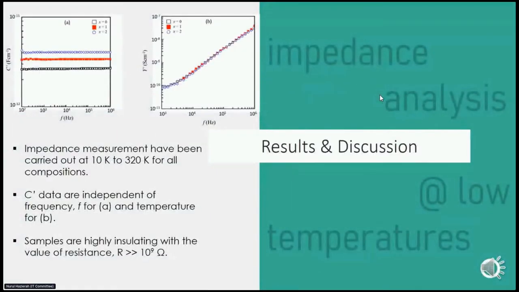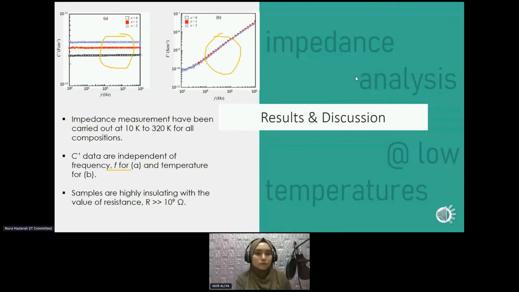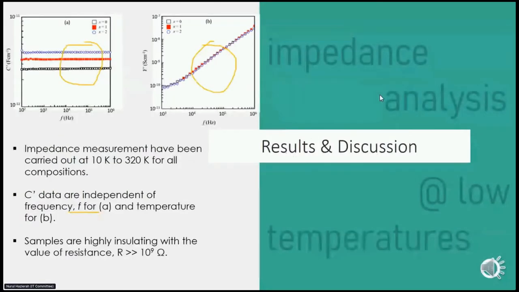For impedance analysis at low temperatures, the impedance measurements were carried out from 10 Kelvin to 320 Kelvin for all compositions. The capacitance data are independent of frequency for A and temperature for B. So the samples are highly insulating, with the value of resistance R much greater than 10 to the power of 9 ohms.